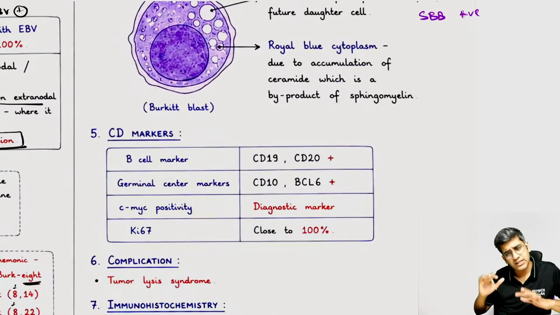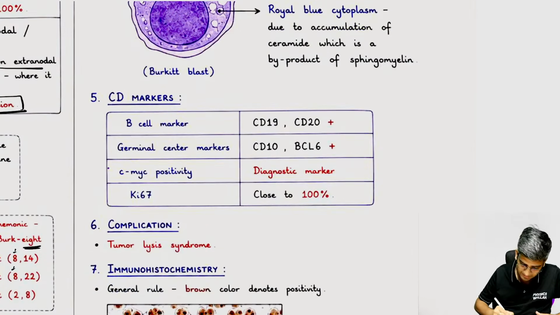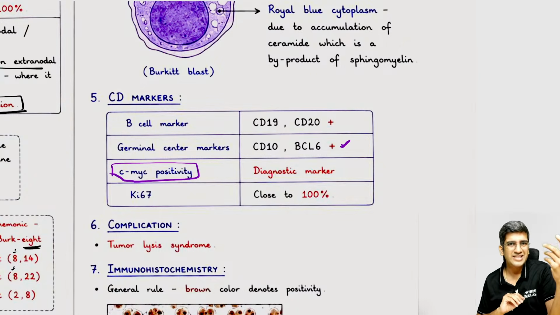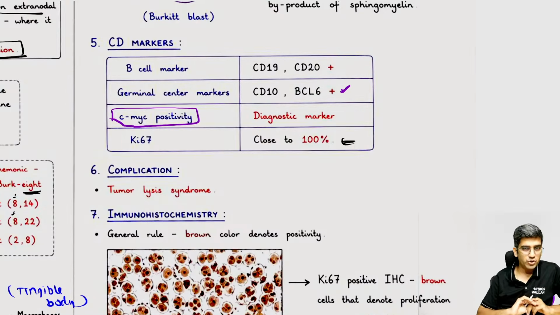Then come to markers. Markers are the only way we diagnose. Same CD19 and CD20 positive here also, right? The most important marker is the pathogenesis marker, c-Myc, positive here also. That's the most important diagnostic marker for me, c-Myc. Then I have CD10 and BCL6 positive. We saw them in follicular also. These are germinal center markers that tell the origin, that's all. And a very unique thing, they are Ki67 close to 100% positive.